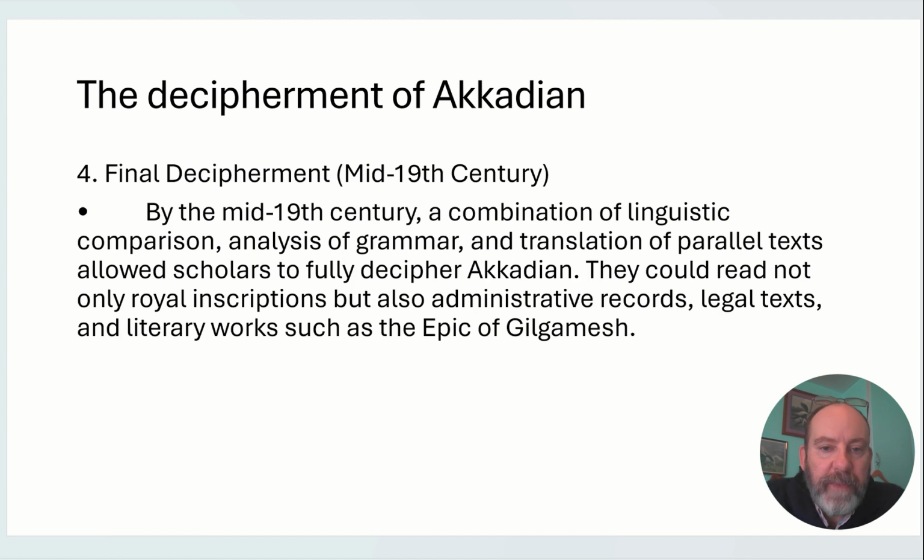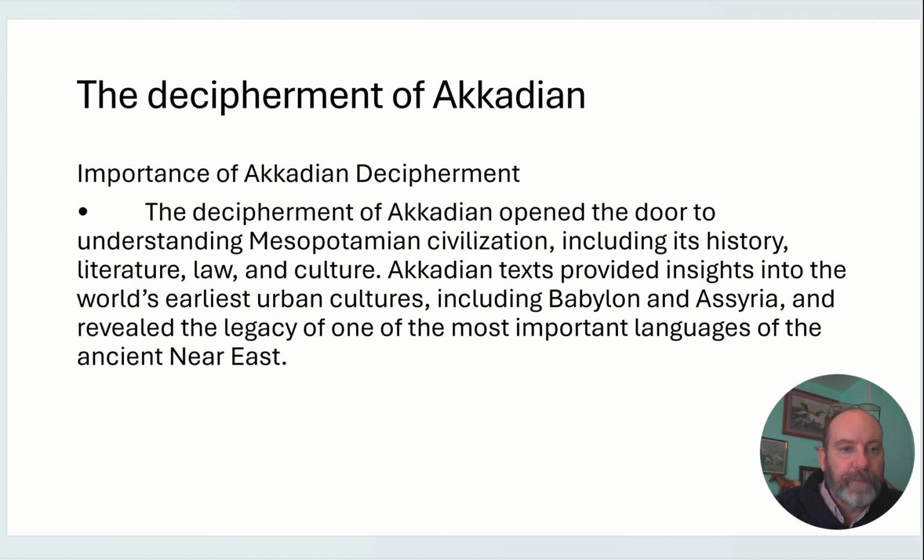Finally, by the mid-19th century, a combination of linguistic comparison, analysis, grammar, and translation of parallel texts allowed scholars to fully decipher Akkadian. They could read not only royal inscriptions, but also administrative records, legal texts, and literary works like the Epic of Gilgamesh, one that we've talked about already.